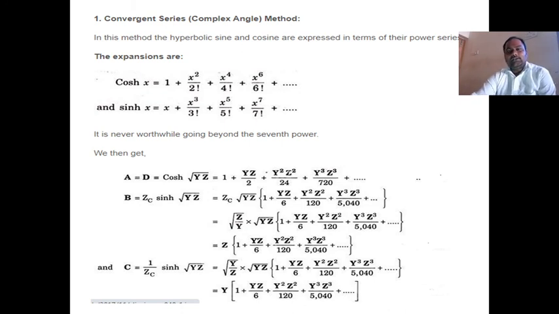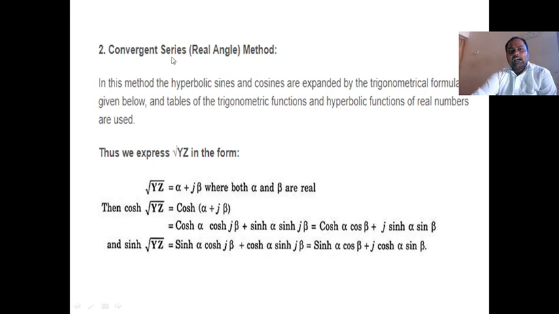The second one is the convergent series real angle method. In this method, the hyperbolic sines and cosines are expanded by the trigonometrical formulae given below, and tables of trigonometric functions and hyperbolic functions of real numbers are used. Thus we express root yz in the form alpha plus j beta, where alpha and beta are real. Alpha is the attenuation constant and beta is the phase constant.